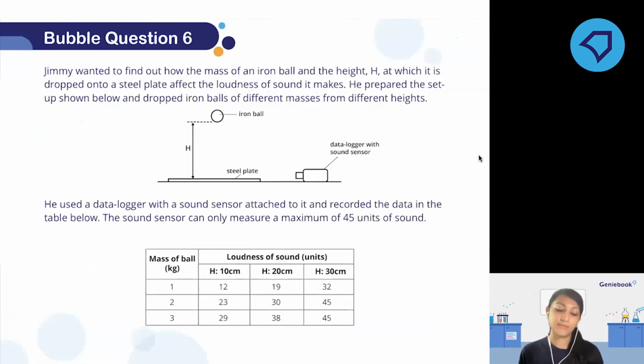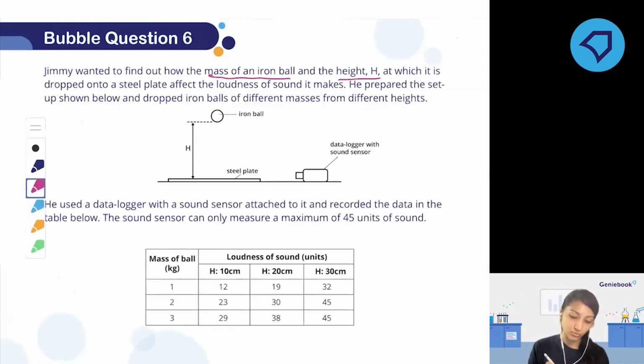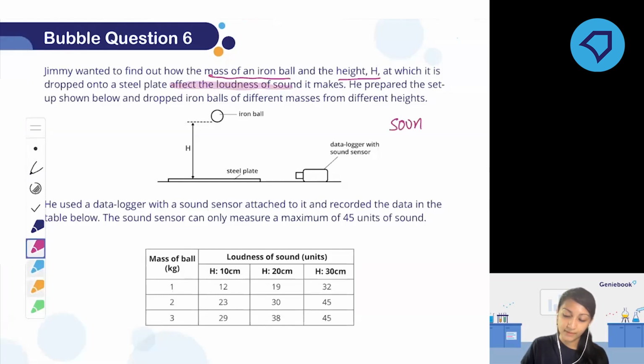Question 6. Jimmy wanted to find out how the mass of an iron ball, and the height at which it is dropped onto the steel plate, affect the loudness. Oh wow, this is something new. Okay, so this is your sound energy.